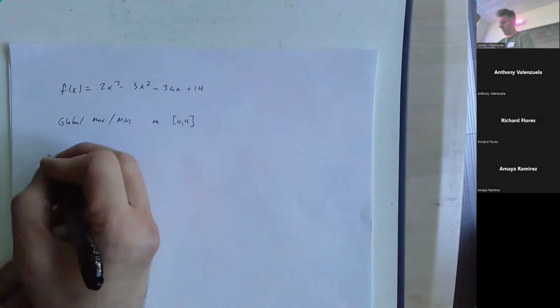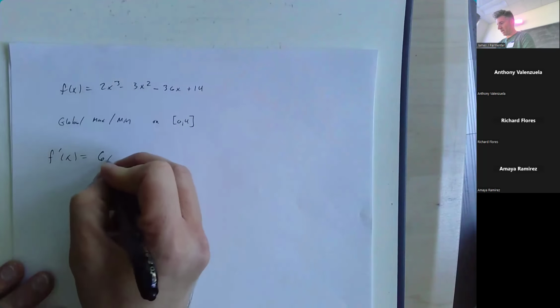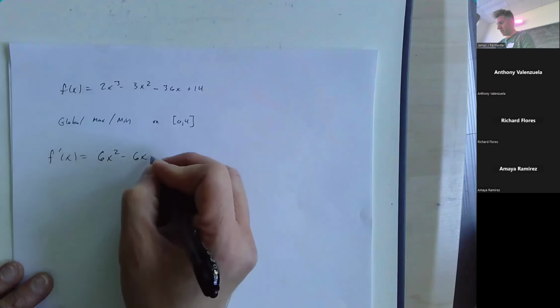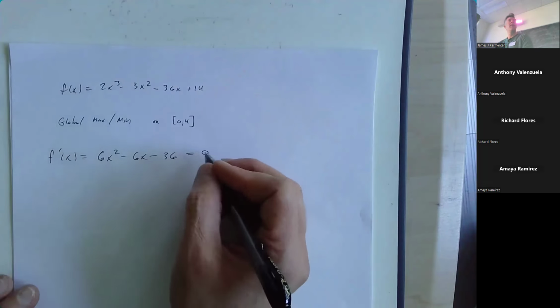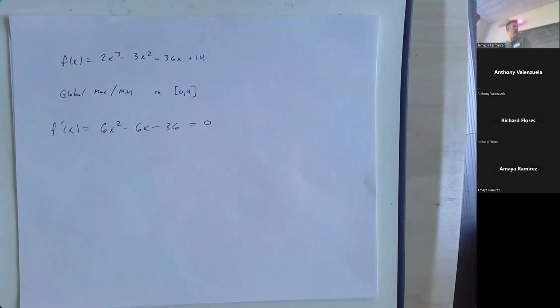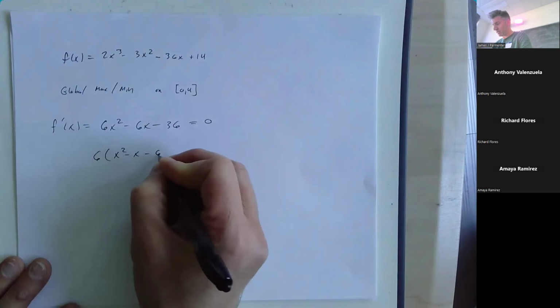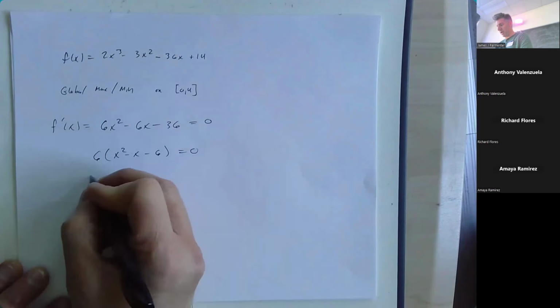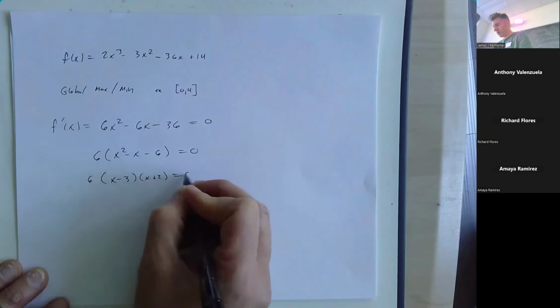Global max and min, so we're going to find our critical points. Taking the derivative, we've got 6x squared minus 6x minus 36 equal to 0. If someone doesn't hate you all, they'll probably try to make something that factors nicely. You can either factor out a 6 or divide both sides by 6, since there's a 0 on the other side. So 6 times x squared minus x minus 6. This does factor as x minus 3 times x plus 2.